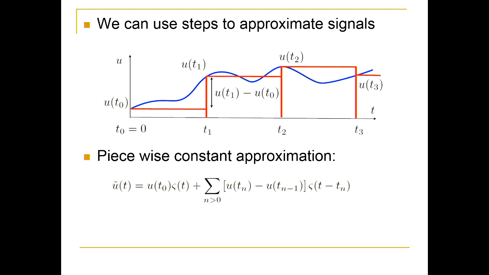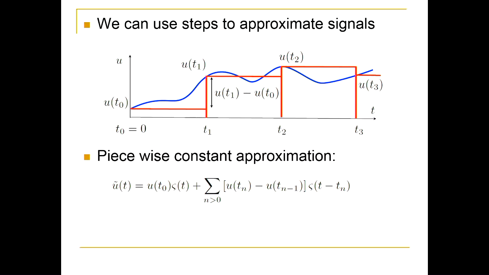So what is u at t1? It is the value of the blue function at t1. What is u at t2? It's the value of u at t2, etc. You can check that you can rewrite the red curve in this way, right? Note that these zetas now have t minus tn. This is basically saying that I'm shifting the step signal by the value tn.